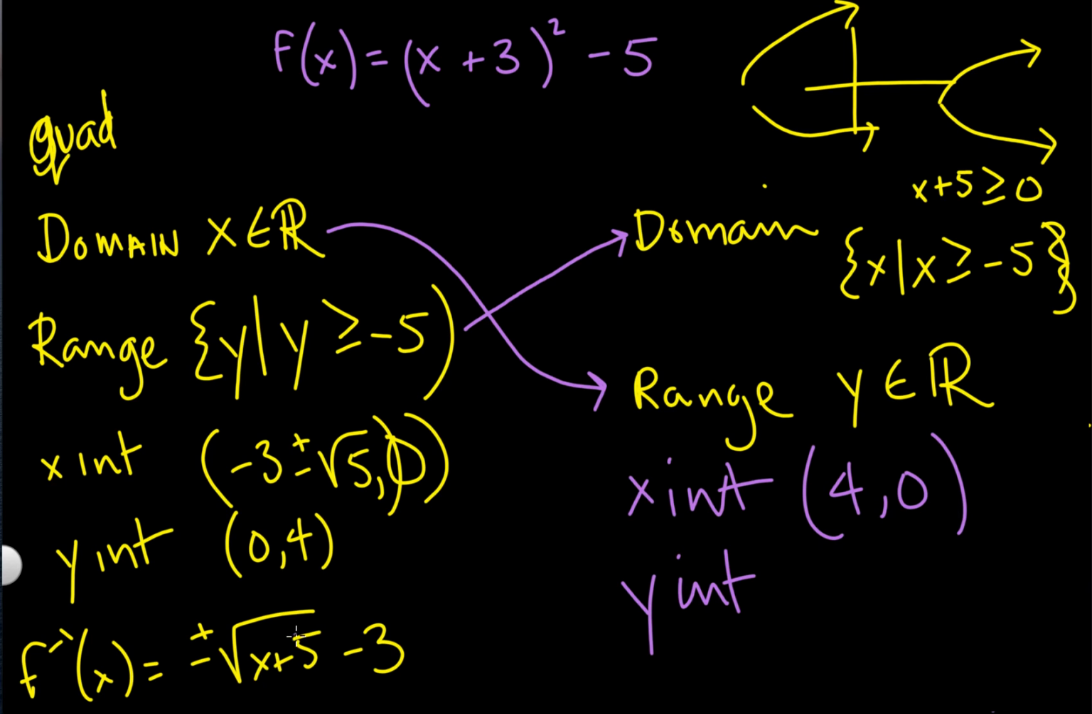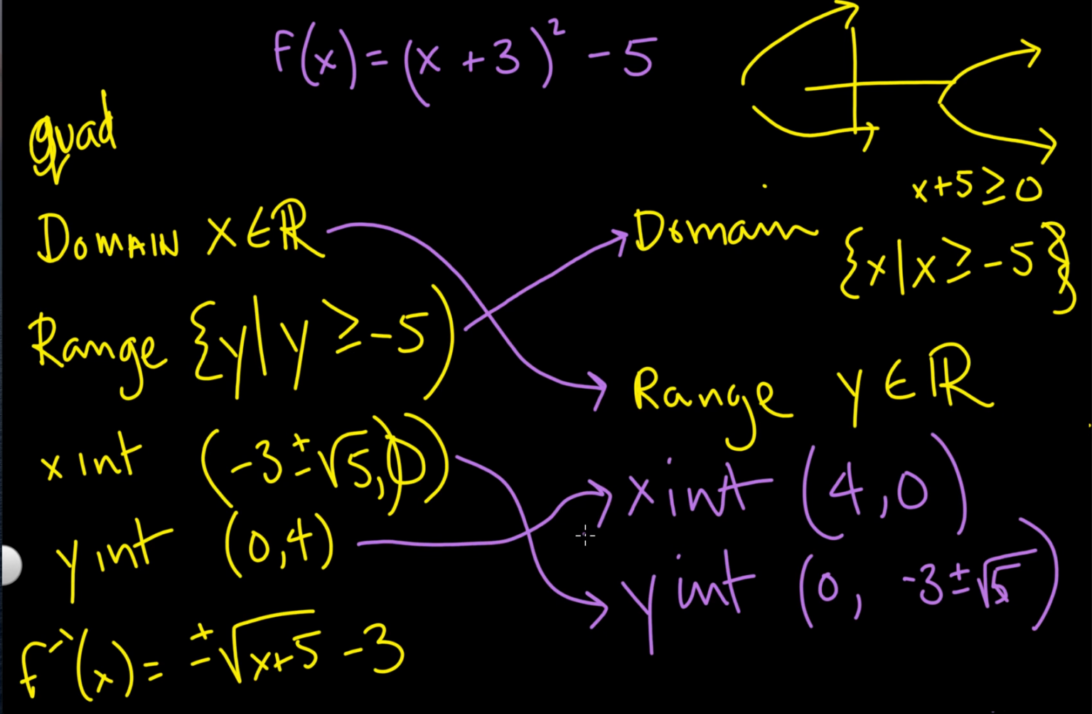I can do the same thing with my y-intercept. Setting x equal to 0, I get plus or minus the square root of 5 minus 3. So then we would have 0, negative 3 plus or minus the square root of 5. And again, my x-intercept became my y-intercept and my y-intercept became my x-intercept, which should make sense again because what we're doing is flipping that x and y.